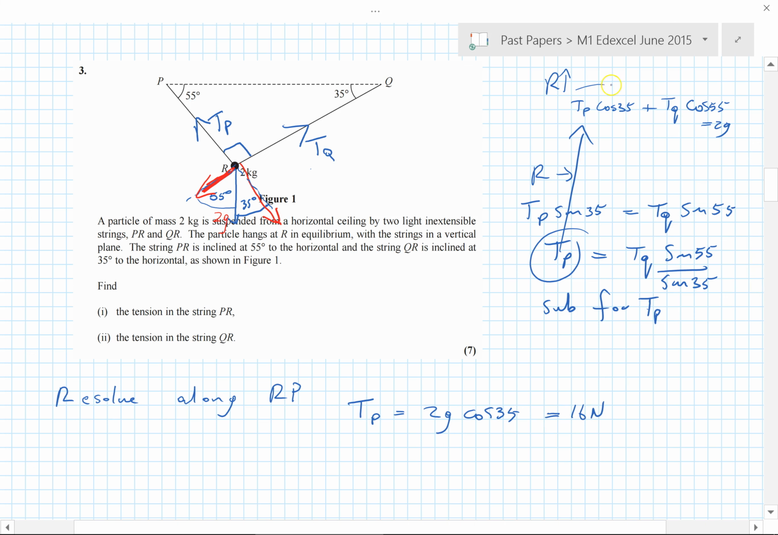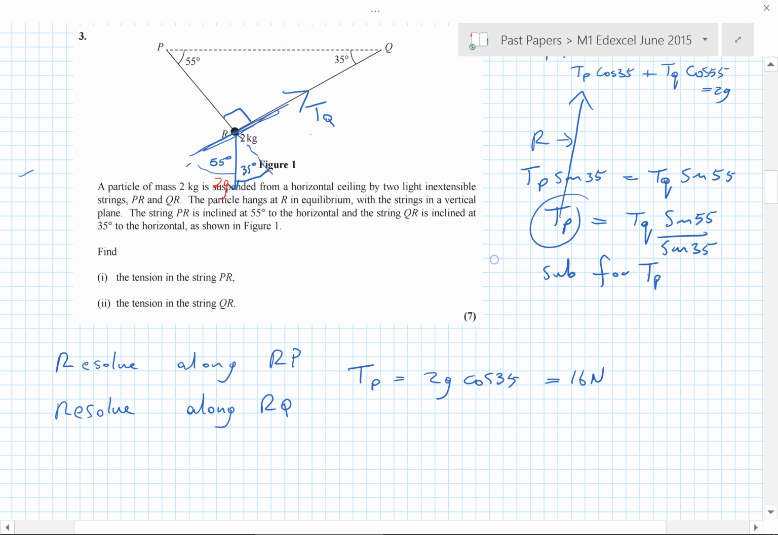So it's much quicker than doing all of this. And then if I resolve, let's get rid of that bit then. If I resolve along RQ, okay, along RQ, which is along here in this direction, now I'm not going to get TP in it because it's at right angles to it. And so I will get this component here.